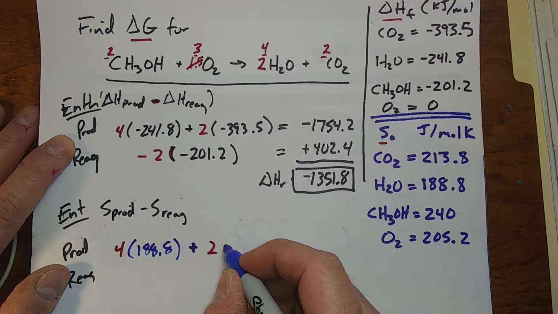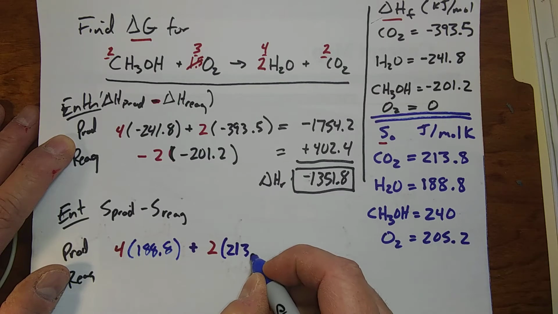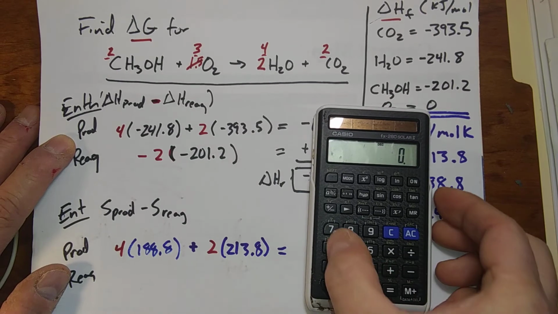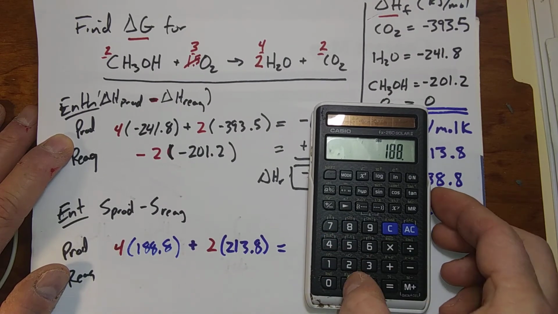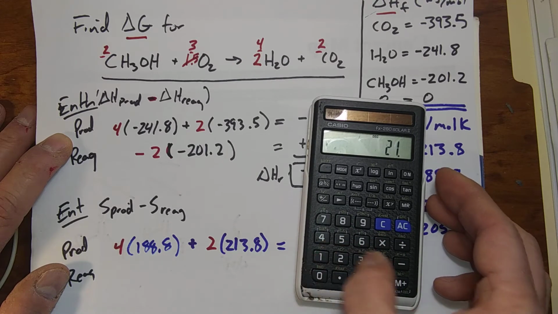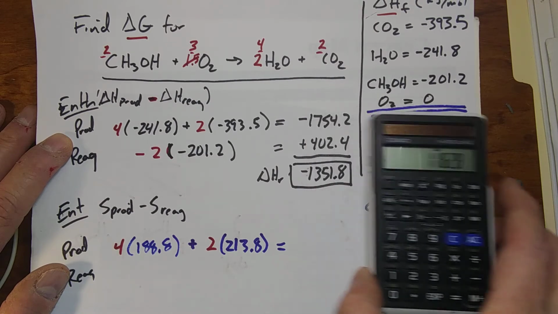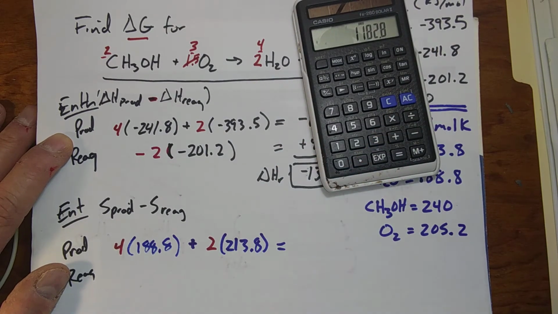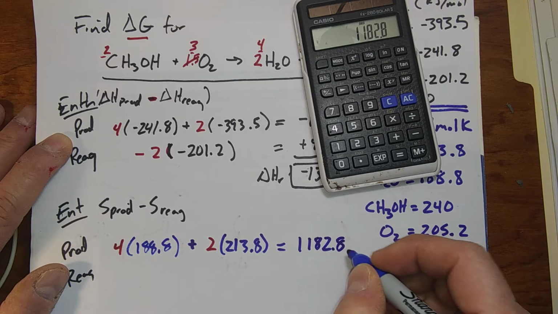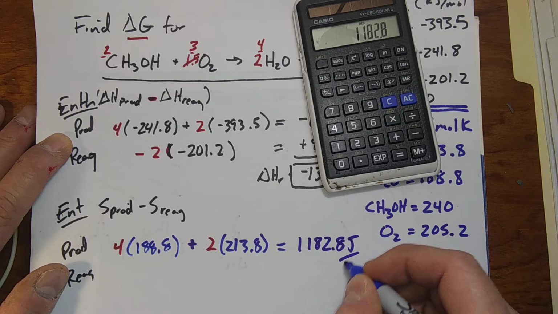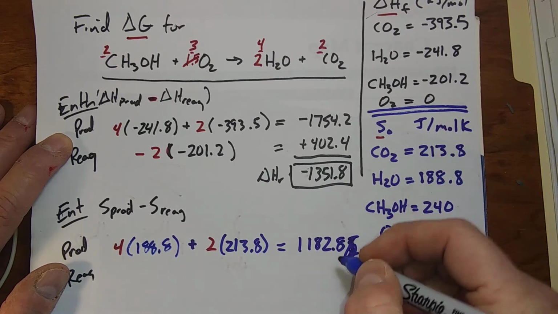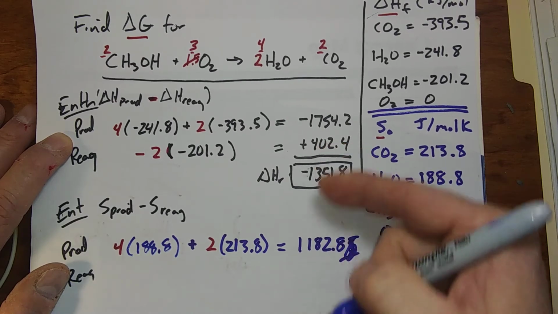Entropy for CO2 is 213.8. So we're going to add all that up. 4 times 188.8 equals, plus this 2 times 213.8 equals, and this sounds about right, we get 1,182.8. Now, this is in joules per mole per Kelvin, so just make sure you remember that this is not in the same units, it's joules, so we'll have to move the decimal place over 3 places if we're going to use these together.